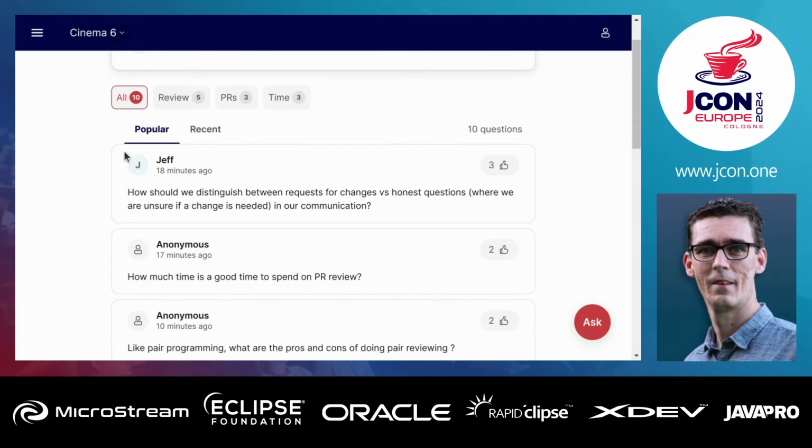Let's have the more popular one. How should we distinguish between requests for changes versus honest questions? Yeah, I think that depends. That's one of the things I mentioned in the story of, there he comes with a red pen again. I failed to indicate which were suggestions, questions, and which were required changes.